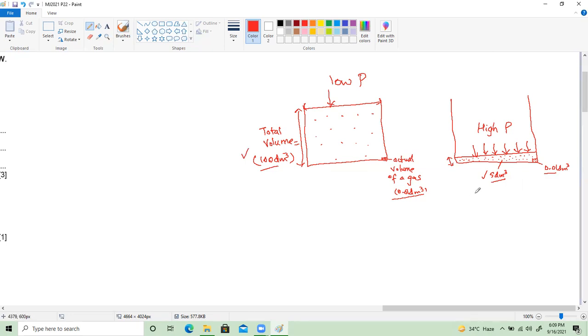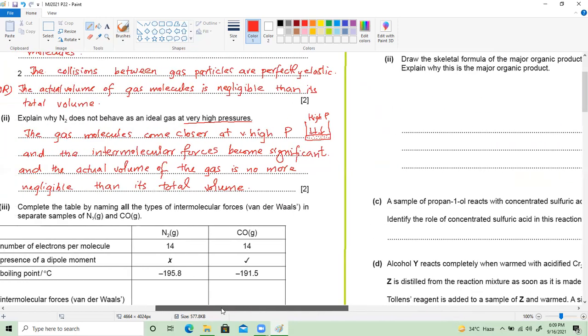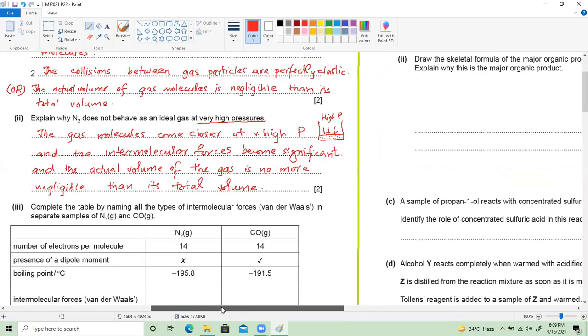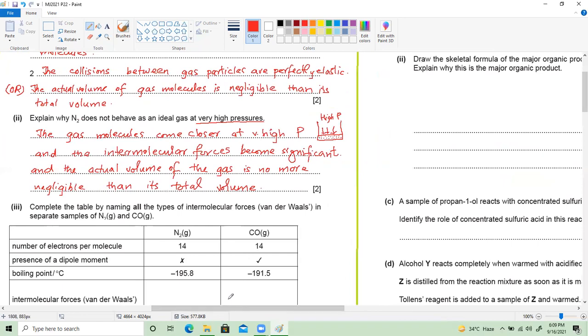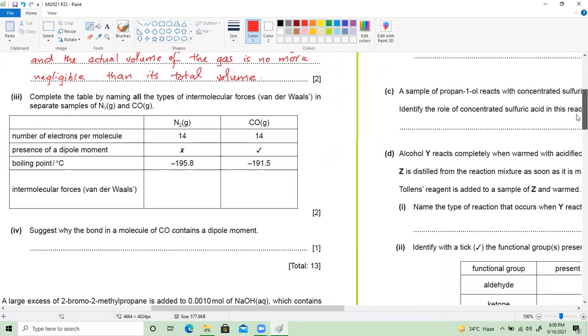So even the second postulate is not followed here, and that's why the gas is behaving non-ideally in this condition. So you're saying we cannot ignore that 5 dm³ cube? Yes, you cannot ignore the actual volume of the gas compared to the total volume, that is 5 dm³.